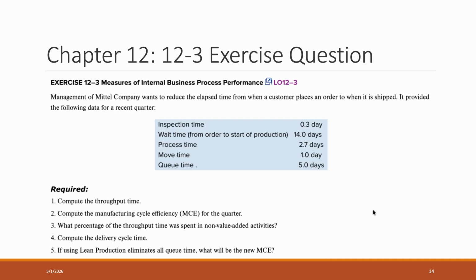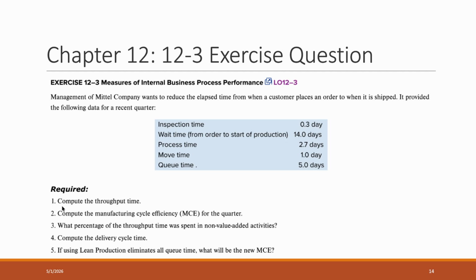Moving on into the exercise question, we're going to be applying the concepts we just reviewed in the 12-3 and 12-4 conceptual questions to this 12-3 exercise. Management of Middle Company wants to reduce the elapsed time from when a customer places an order to when it is shipped. It provided the following data for a recent quarter. So we're given the inspection time of 0.3 days, the wait time of 14 days, process time of 2.7 days, move time of 1 day, and queue time of 5 days.